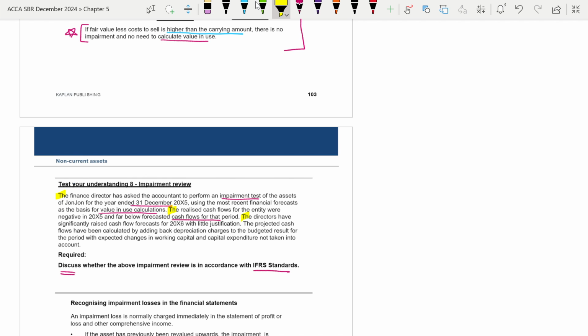The directors have significantly raised the cash flow forecast for 2006 with little justification. What they have done is inflate it. The projected cash flows have been calculated by adding back depreciation charges to the budgeted results for the period, with expected changes in working capital, and capital expenditure has not been taken into account. Read once again.